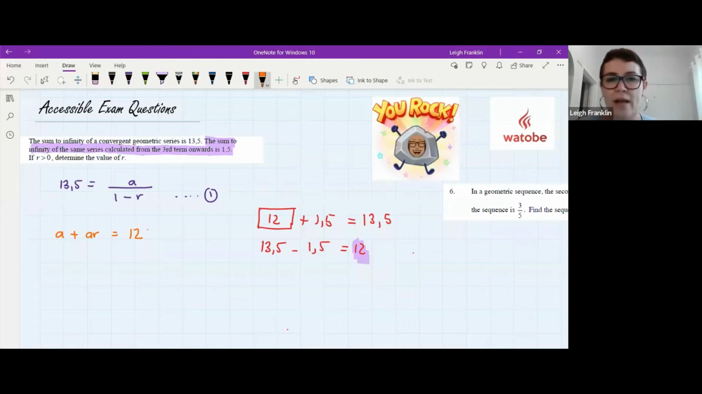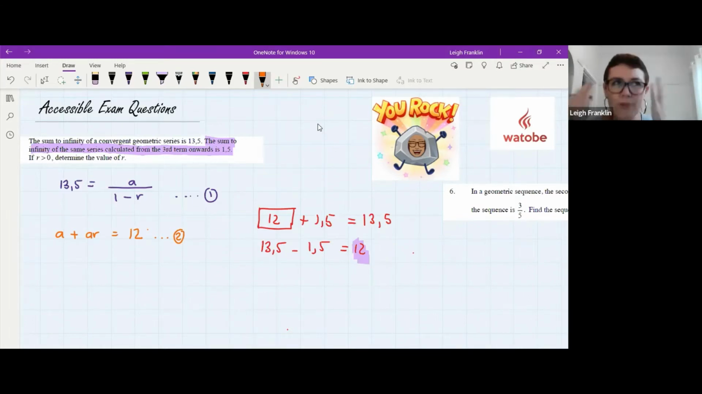I don't know if this helps you or not, but this is what I always do when I'm problem solving: when they tell me something, I ask myself, what does this mean? So we started off by saying we've got to take 1.5 away from 13.5. But the result that we get, what does it mean for us? What does it represent in terms of the information that they've given us? And you were brilliant when you said it must be the sum of the first two terms.